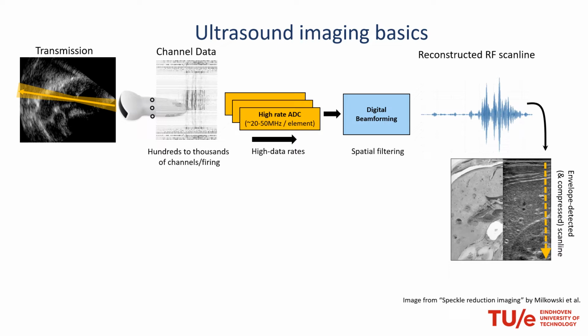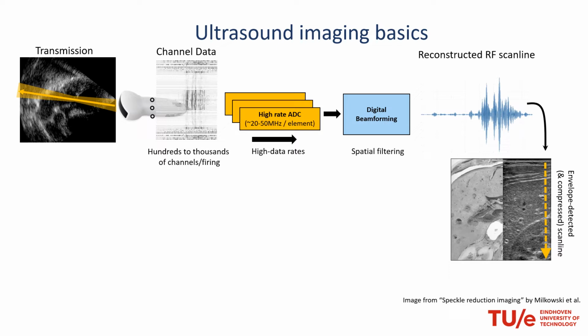So we have all these data sets that are going to be converted to digital using high rate ADCs, typically between 20 and 50 megahertz per element. So that's a lot of data. And then once we're in the digital domain, we will do digital beamforming, also called spatial filtering, right? And then from all of that channel data, you form basically one reconstructed RF scan line based on that single transmit. So in this case, we were using a focused scan line.